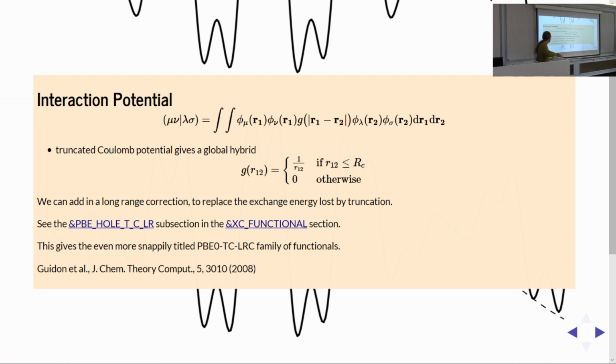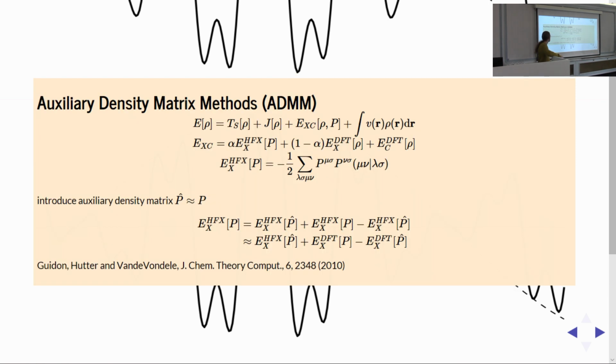So what was introduced was this auxiliary density matrix method, ADMM. It looks horrible here, but the essential idea, the essential approximation is, at least in the naivest way of looking at it, fairly straightforward.